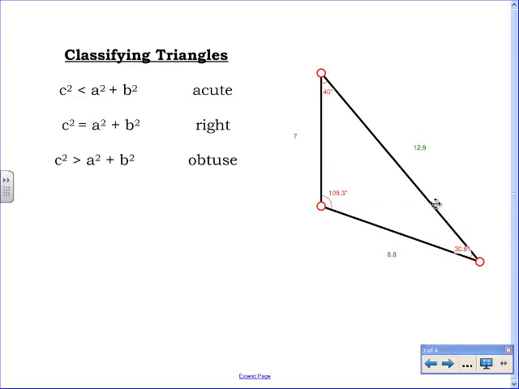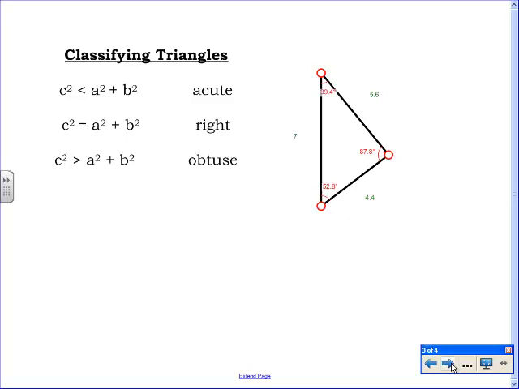When I make the square of the hypotenuse smaller than the sum of the squares of the other two sides, then what happens to the triangle? Three acute angles form an acute triangle. So now we can go further than just, yes, it's a right triangle, or no, it isn't. We can actually classify the triangle by its angles.